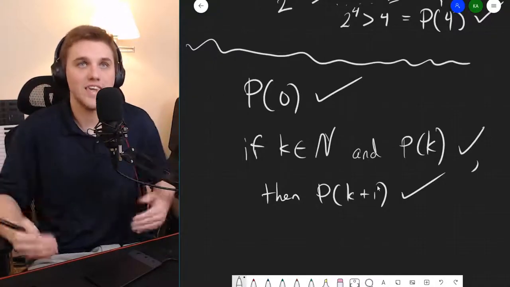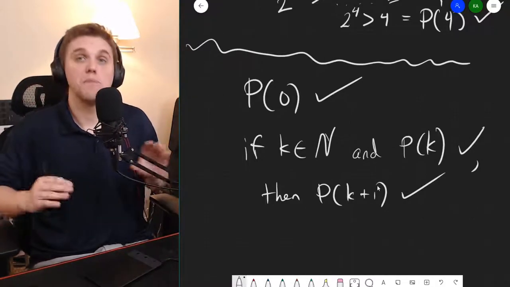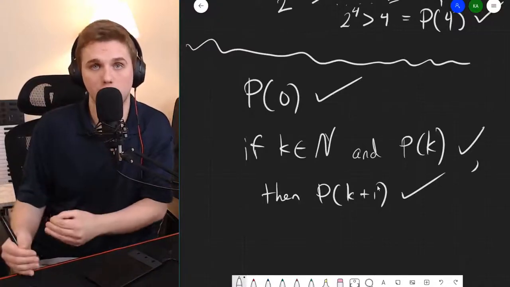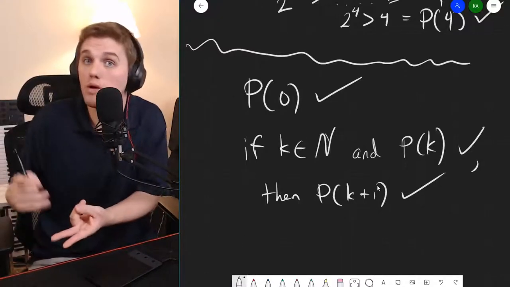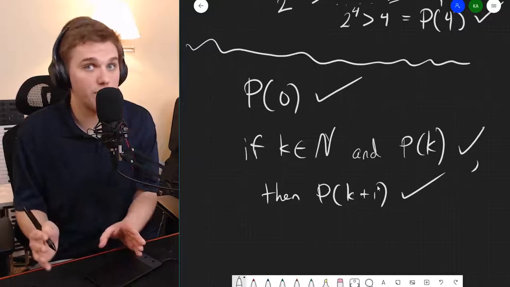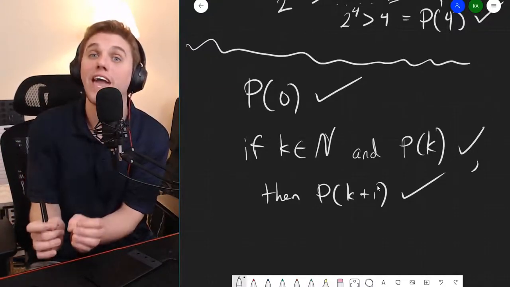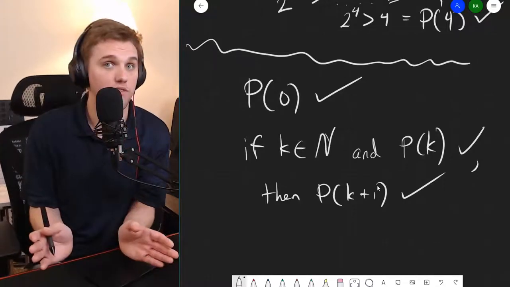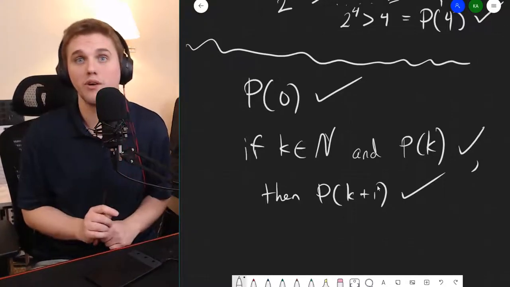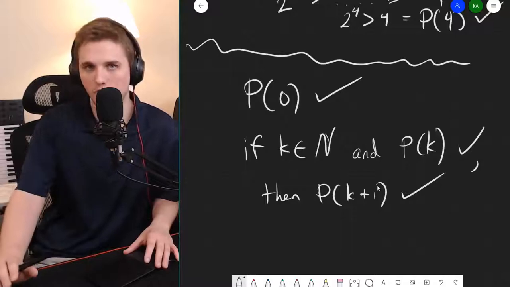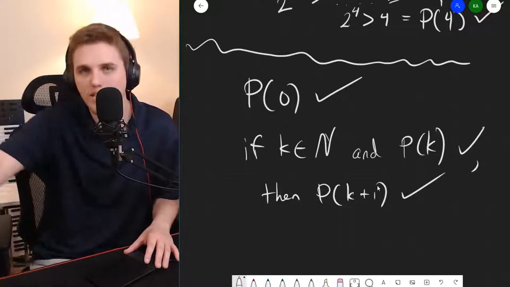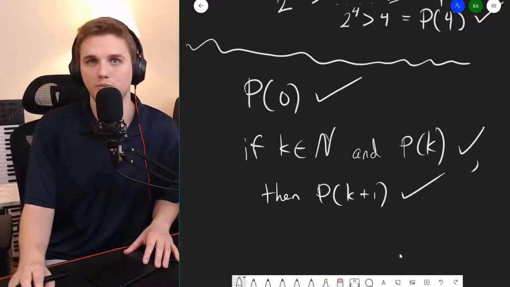So let's let K be an arbitrary natural number. It could be 0. It could be 1. It could be 2. It's not all of them. It's just one of them. K is a natural number. A natural number. Not all of them. We're going to show that regardless of what you pick for K, we can prove then that P of K plus 1 is true.